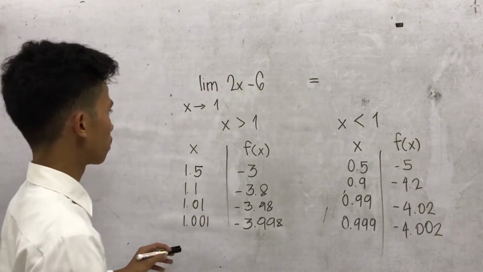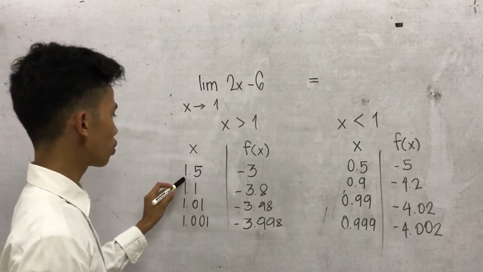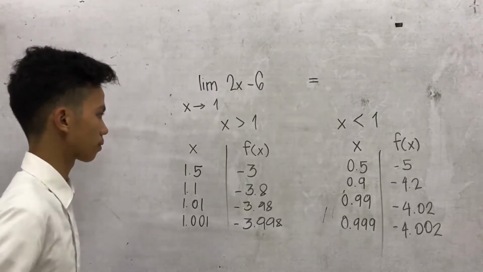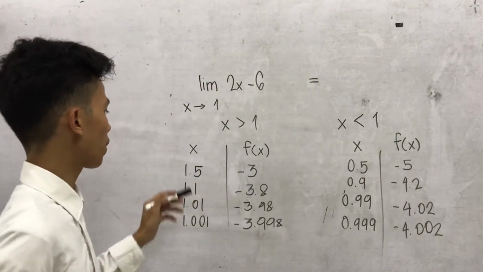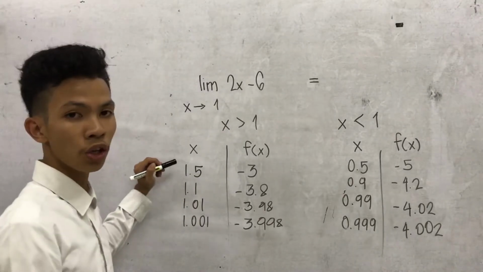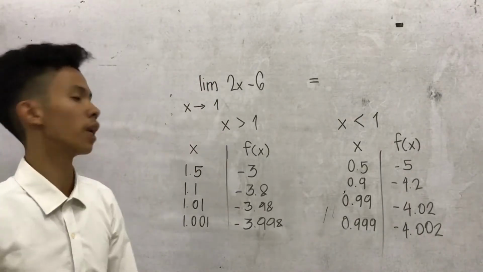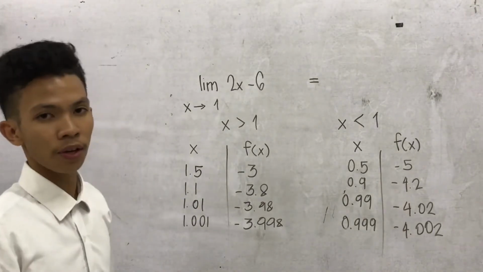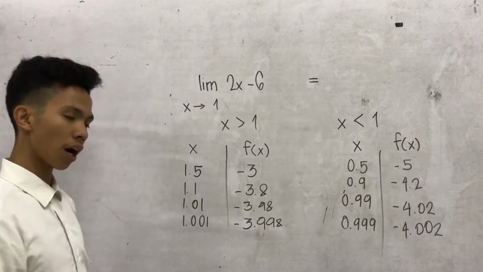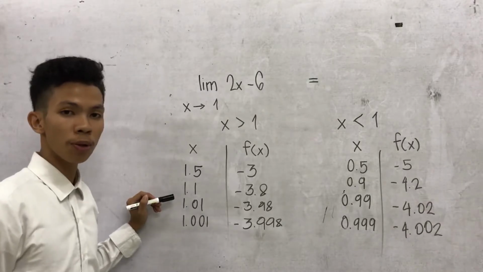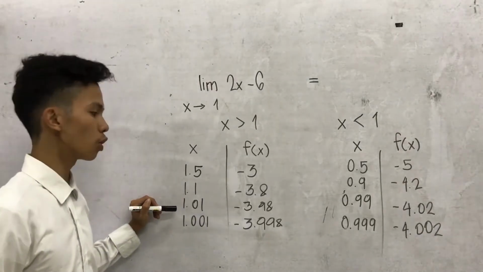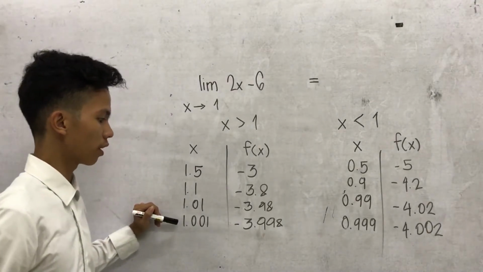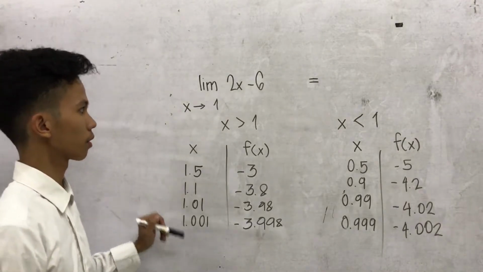In the first table, for x greater than 1, the values are 1.5, 1.1, 1.01, and 1.001. To find the value of f of x, we need to substitute the value of x in every x in the given formula. So, f of x of 1.5 is negative 3. The f of x of 1.1 is negative 3.8. The f of x of 1.01 is negative 3.98. The f of x of 1.001 is negative 3.998.